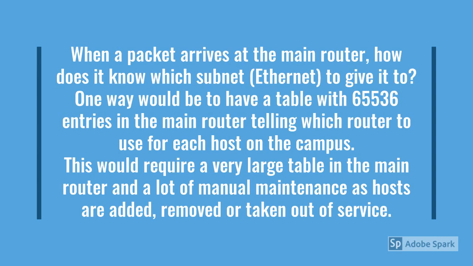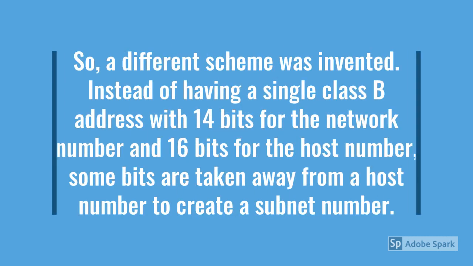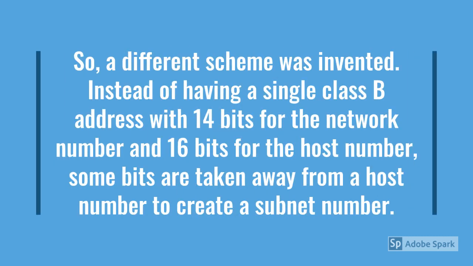When a packet arrives at the main router, it has to know which subnet to forward that packet to. One way would be to have a routing table with 65536 entries in the main router telling which router to use for each host on the campus. This would require a very large table in the main router and a lot of manual maintenance as hosts are added, removed, or taken out of service. So, a different scheme was invented.